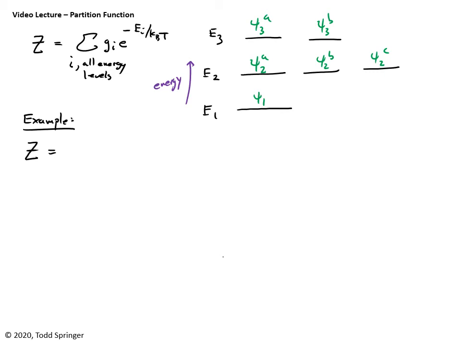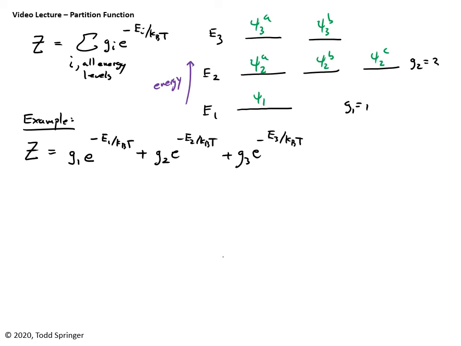add up all of these e to the minus E over k T for each energy level multiplied by the degeneracy. So it would be g1 e to the minus E1 over k_B T plus g2 e to the minus E2 over k_B T plus g3 e to the minus E3 over k_B T. Now g1 is 1, g2 is 3, g3 is 2. So that simplifies this a little bit. I just plugged in the numbers for g1, g2 and g3.